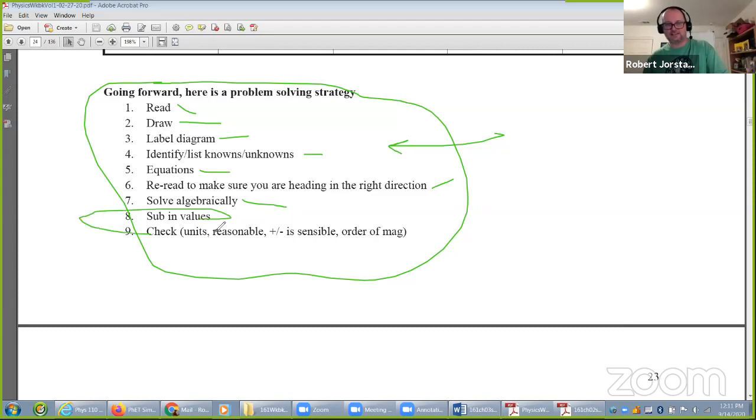At the very last step, this is the thing that students who are not used to physics, notice we do not plug in numbers until the very end after we've already solved the problem. This is a big deal. I cannot stress that enough either.